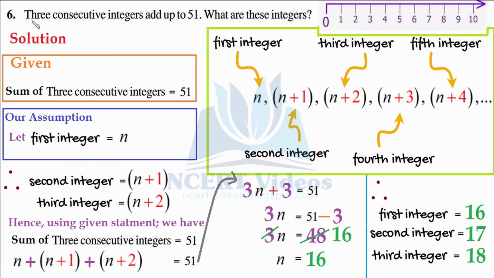Question 6. 3 consecutive integers add up to 51. What are these integers? Again, nothing fancy in this question. All these questions are of similar type. In one question, something is getting added up. In another, something is getting divided up. The idea remains the same. We have to find the numbers.